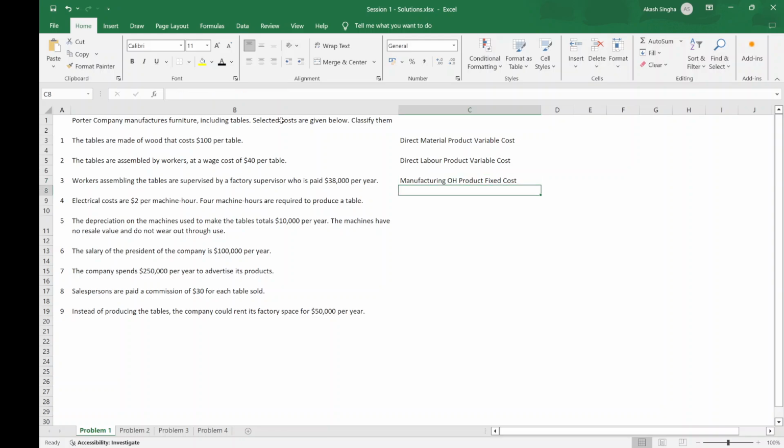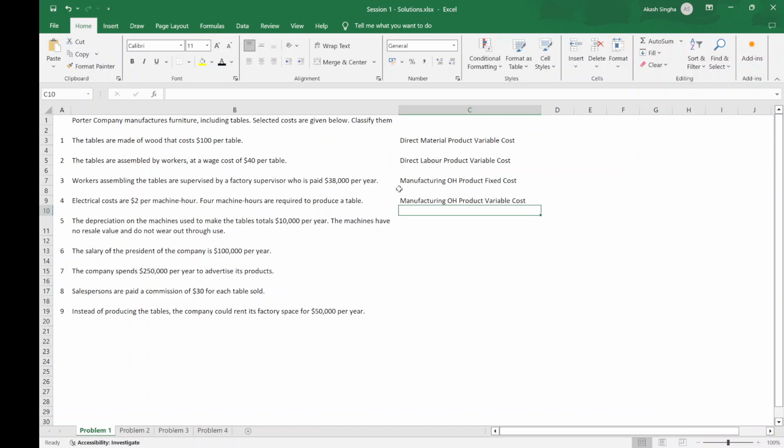Electrical costs are $2 per machine hour. 4 machine hours are required to produce a table. So this should be indirect and then product and variable. Yeah, okay. Okay, I can see it here.